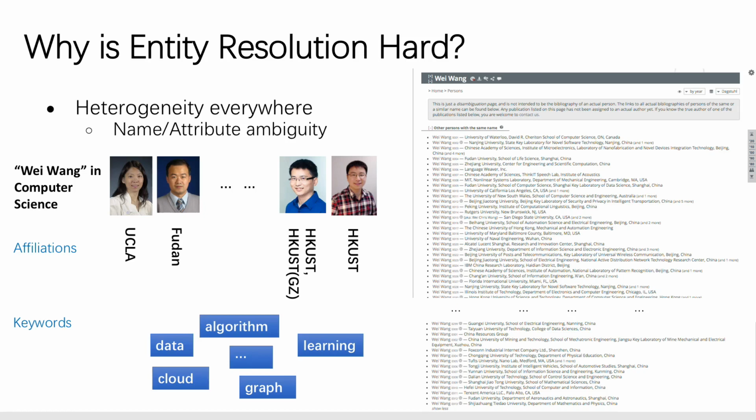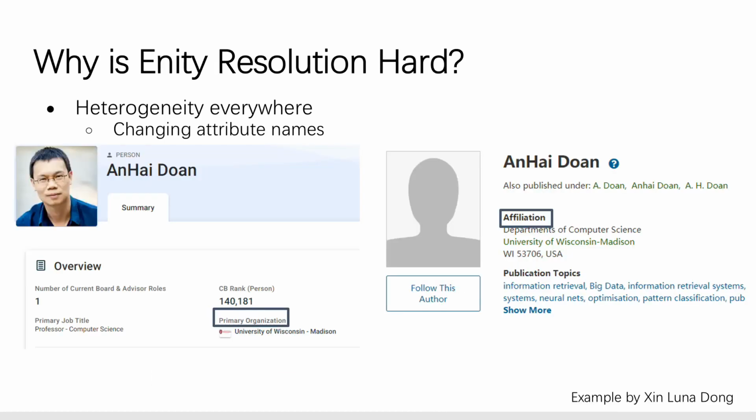And if you look at the paper titles that each and every Wang in computer science has written, there are a lot of overlapping keywords like algorithm, data, learning, and graph. So it's really hard to distinguish them just based on the attribute values.